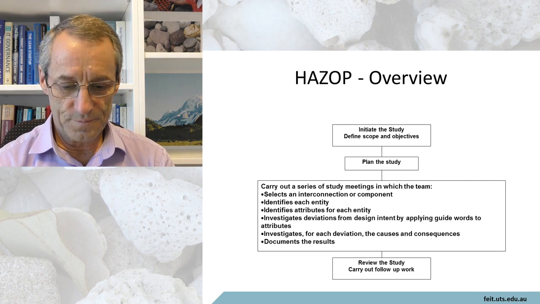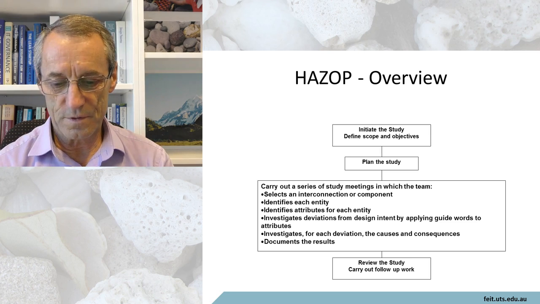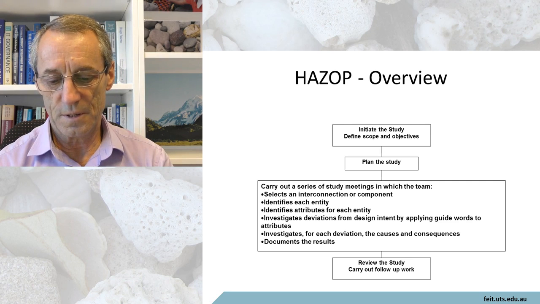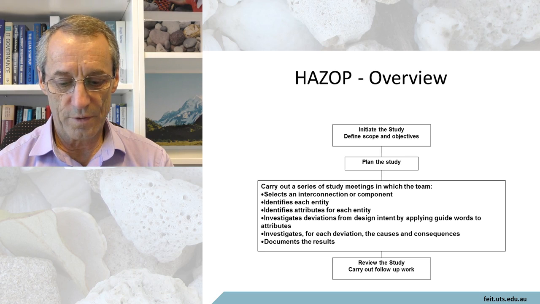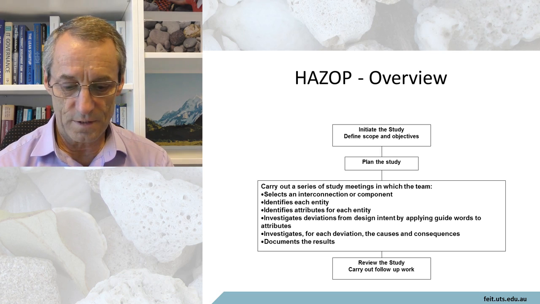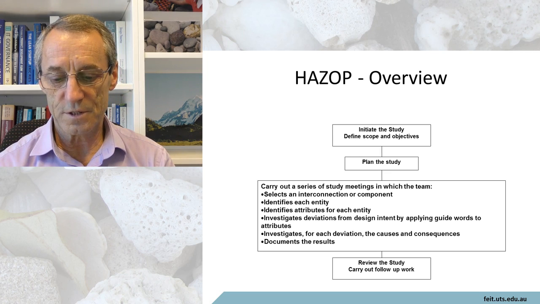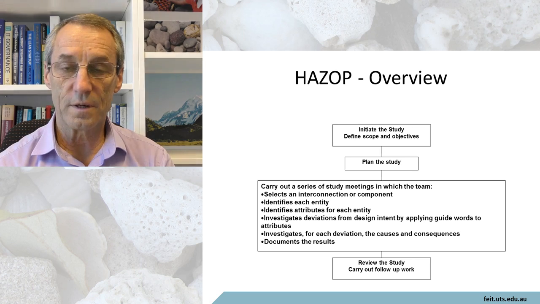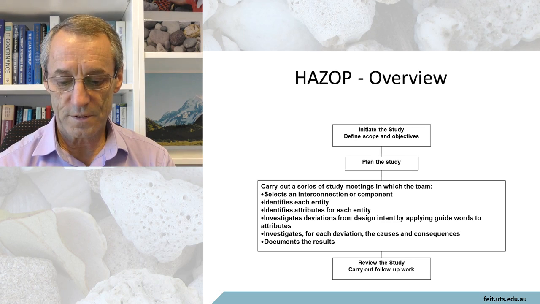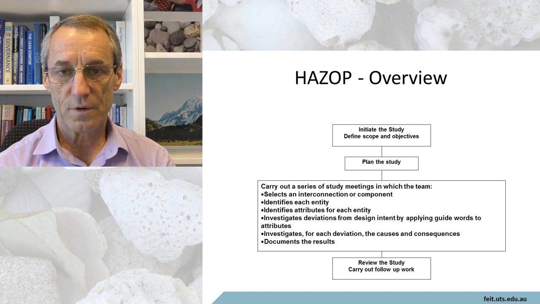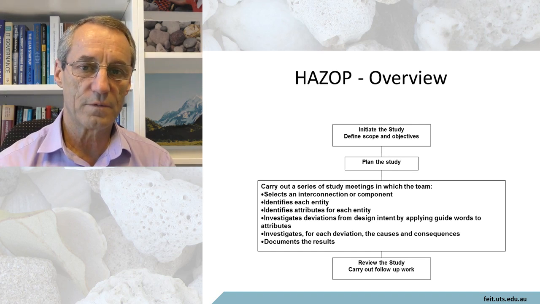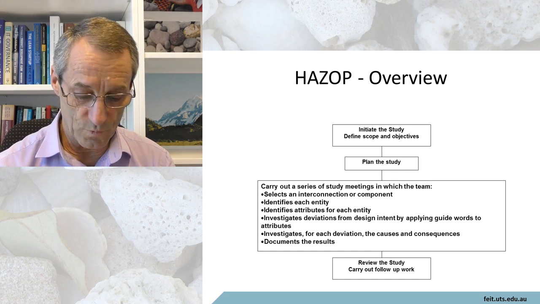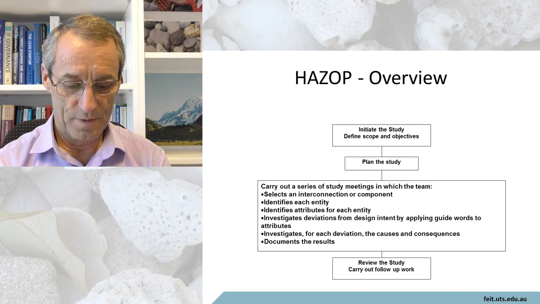You plan the study, then you carry out a series of study meetings in which the team selects a connection or a component, identifies each entity, identifies the attributes of each entity, investigates deviations from the design intent by applying guide words and attributes, investigates for each one, and documents the results. Right? Now that's a very quick run through of what goes on, and we'll go through it more slowly.